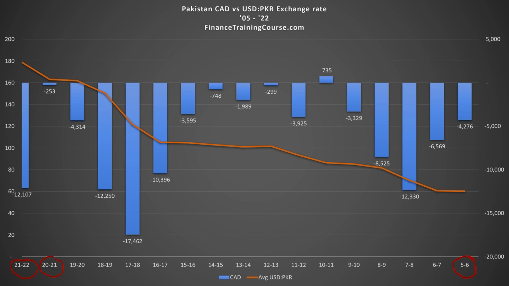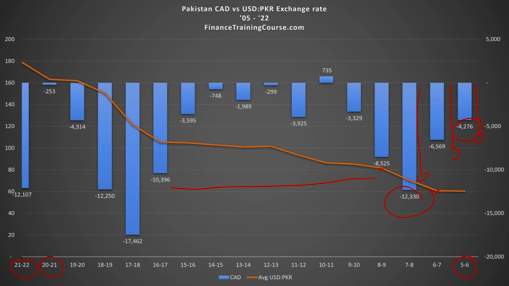The second thing we've done is, the orange line, the blue line, these bars represent your CAD figures. The orange line represents your exchange rate. So for example, in 2005-2006, your CAD figure was minus 4 billion. In 7 and 8, it went up to about negative 12 billion. And you can clearly see the impact of that on your exchange rate. So you went essentially from the low 60s to the high 80s.